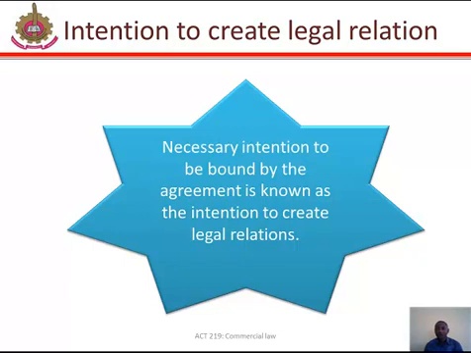In commercial contracts, the court readily presumes the said intention, while in cases of social and domestic engagements, the intention to create legal relation is deemed to be lacking. That is why a father cannot sue his son because he did not do what he promised or agreed on. Likewise, a husband cannot sue his wife.